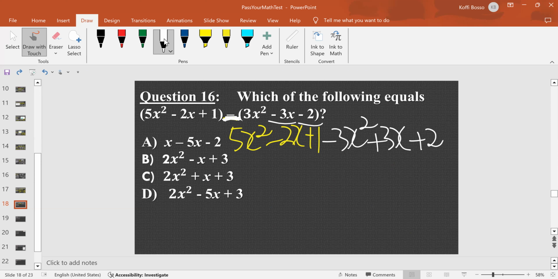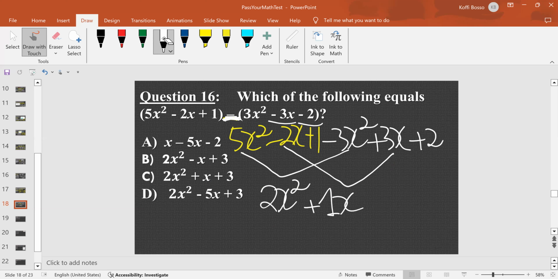Now we're going to combine like terms. Look, 5x squared and negative 3x squared are like terms. So therefore, we're going to do 5 minus 3, which is 2, and we keep the x squared. Same thing for negative 2x and 3x. So we're going to do negative 2 plus 3, which is 1.